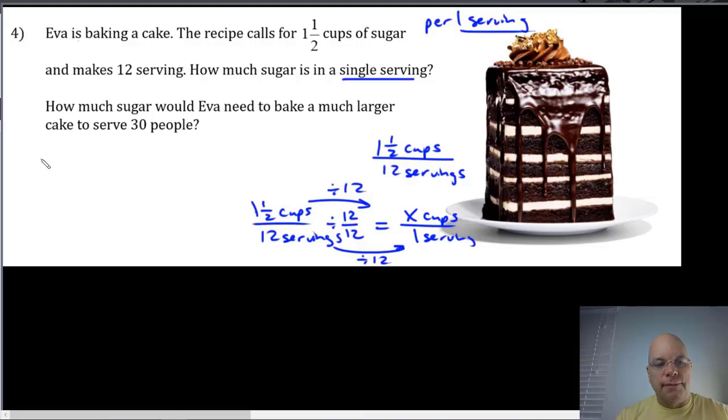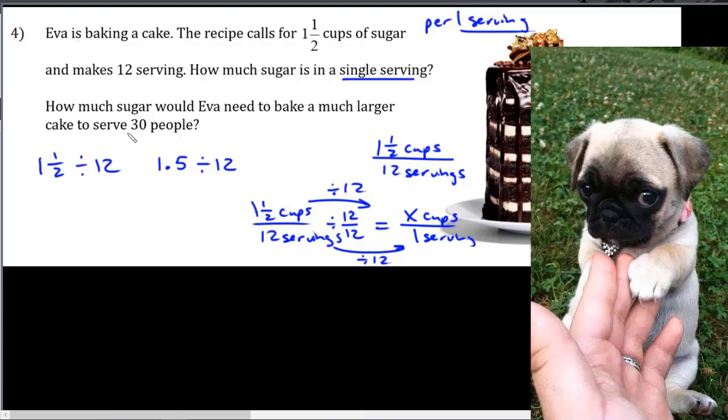So 1 1/2 divided by 12. You could do this two different ways. You could do this as a decimal. Of course, you know 1 1/2 is 1.5 divided by 12. Complete that computation either way, and you'll get the number of cups of sugar in one serving. That will answer the first question. Then think about what we learned about unit rate to determine how much sugar you would need to serve 30 people. Do all that during the pause and then come back and see how you did. Paused.